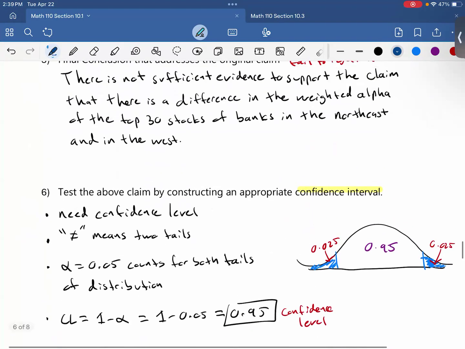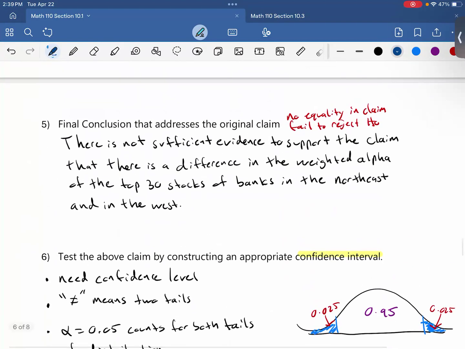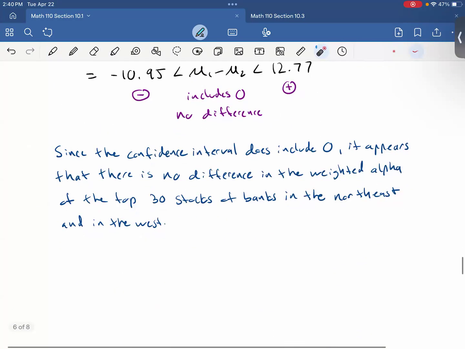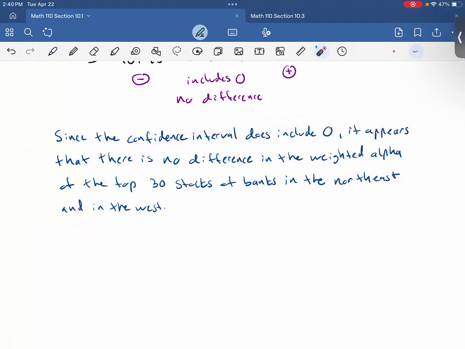And that definitely verifies what we found in our hypothesis test because we couldn't support a claim that there is a difference, meaning there was no difference in the banks. So our hypothesis test and our confidence interval line up with each other in their explanations and reasoning. So that means our comparison of the two means was successful. So check.